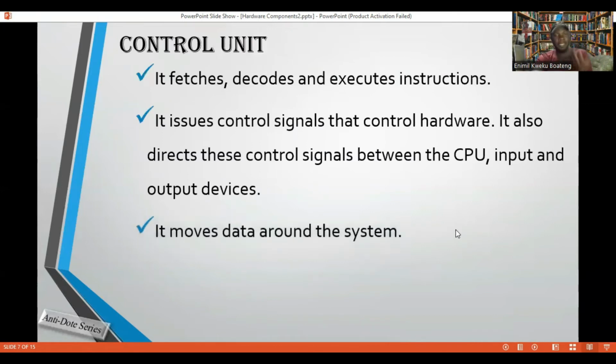Now the control unit. Like its name, and when we looked at hardware components one, we discussed the control unit. The control unit fetches, decodes, and executes instructions. These are the functions that the control unit performs. It fetches, decodes, and executes instructions. It also issues control signals that control the hardware. It further directs these control signals between the CPU, input and output devices. It also moves data around the system unit. So the control unit, a main part of the CPU, does the following functions, which you can see on your screen.